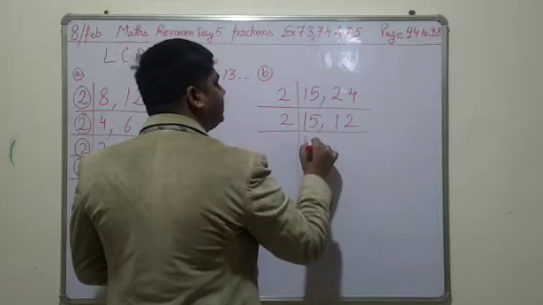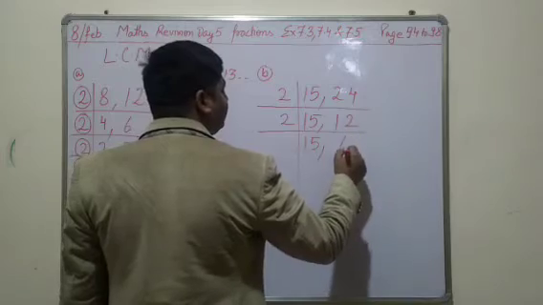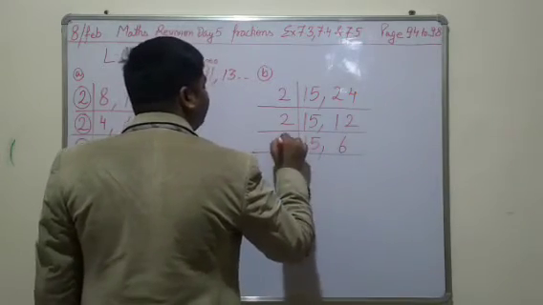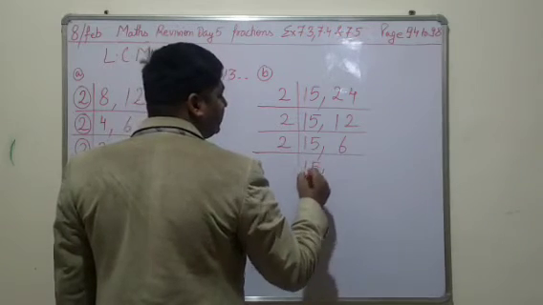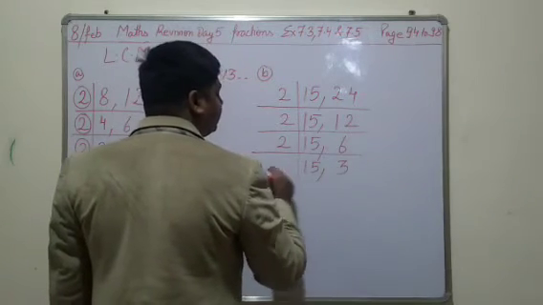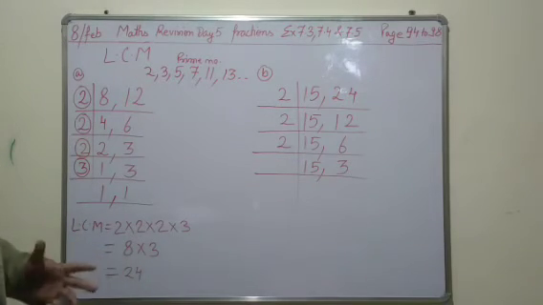Yes, we cannot divide 15 by 2. Then we can divide 12 by 2, then it will be 6. Can it be divided by 2 again? Yes, we can divide 6 by 2. We will write 15 as it is, and 6 can be divided, it is 3. Then can it be divided by 2 anymore? Now we cannot divide either of the numbers by 2.